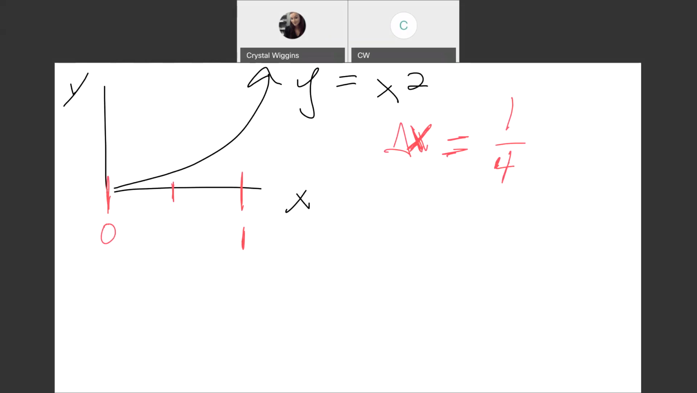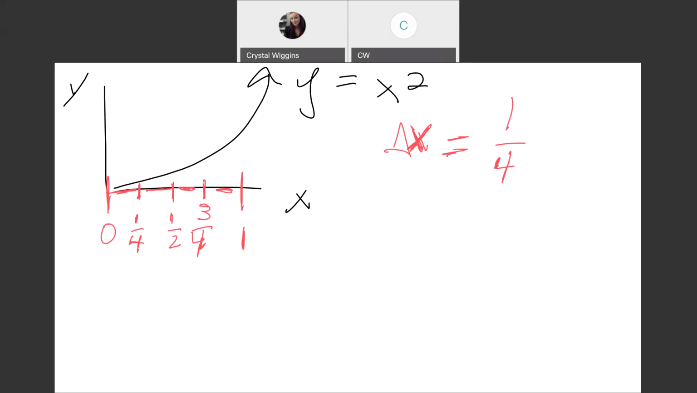So we break up 0 to 1 in 4 equal parts where they are a quarter thick. So we have an x value of 1/4. That means this first rectangle is going to be a width of a fourth, and then from 1/4 to a half is another quarter, and 1/2 to 3/4 is another quarter width. And this last 3/4 to 1 is another quarter width.